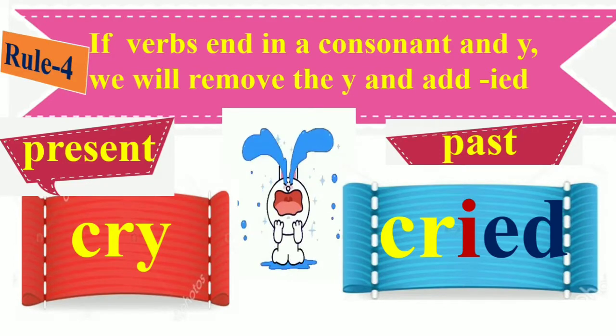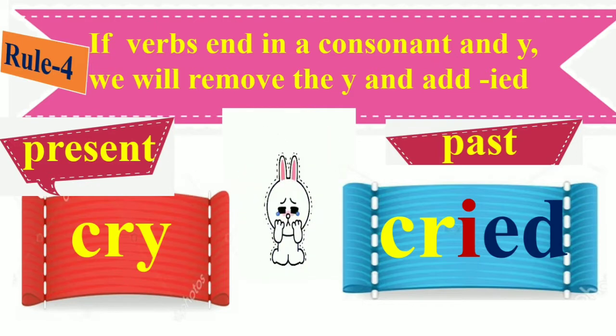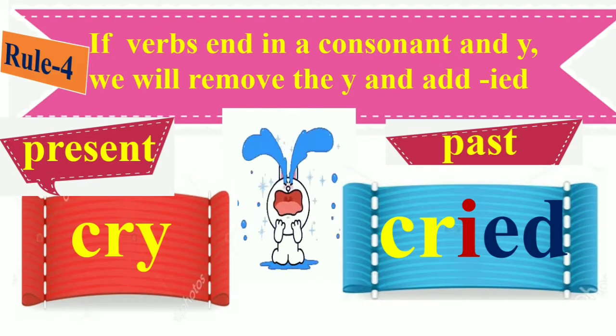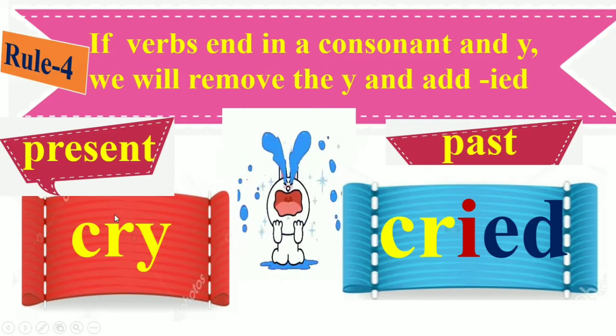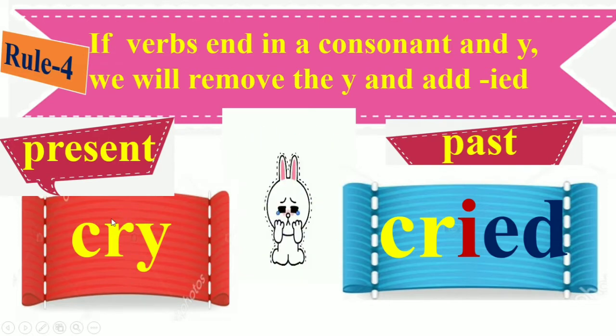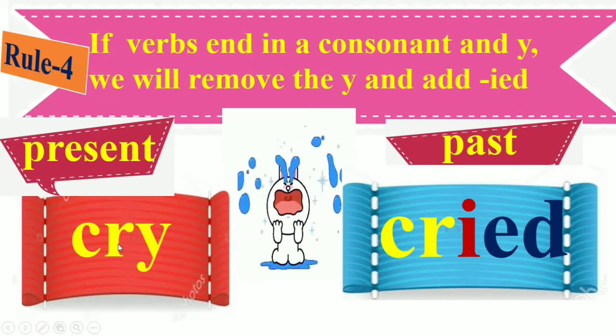If verbs end in a consonant and Y, we will remove the Y and add IED. So look at the present verb here. The present form of verb or the base form of verb is cry. So we can see that there is a consonant before the Y. So what will be our job? We are going to remove the Y.